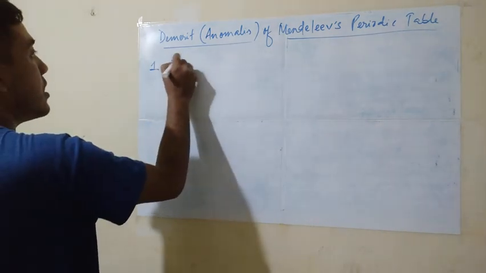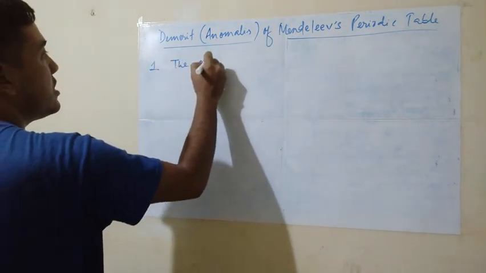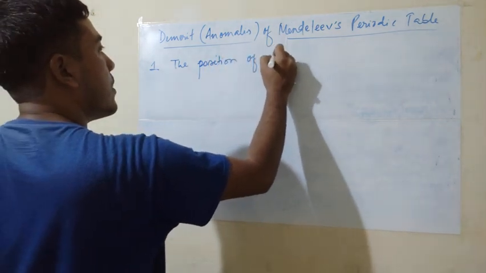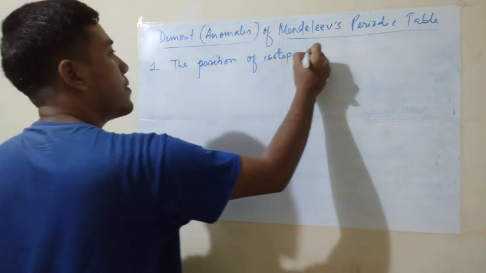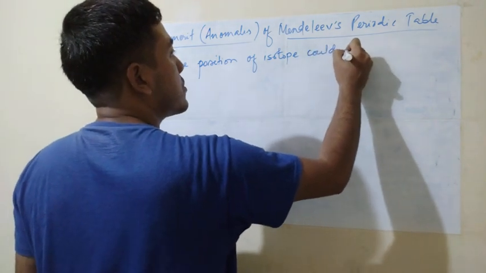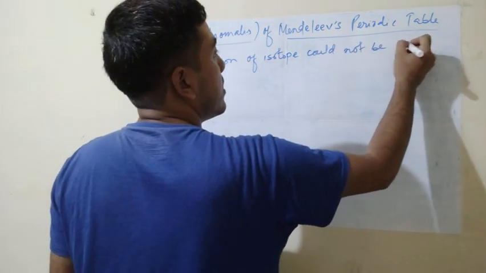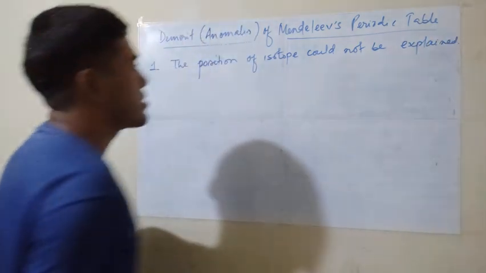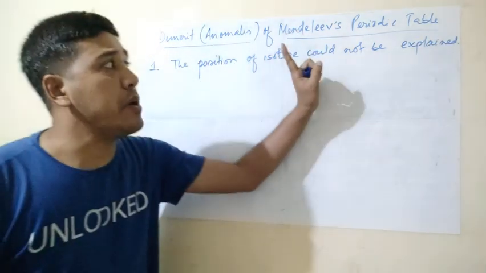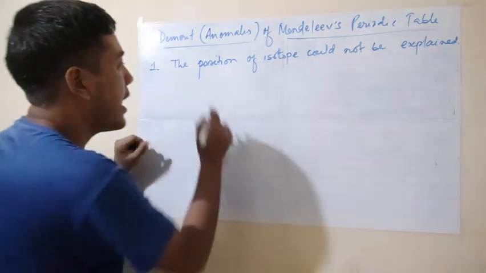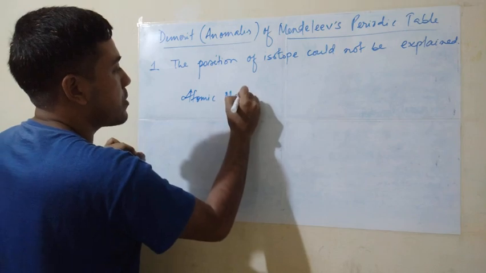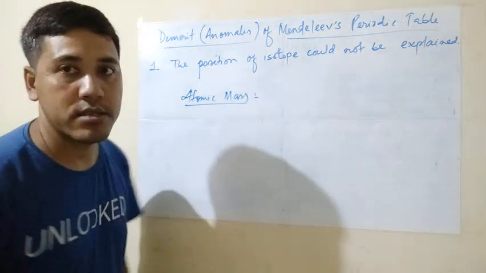The position of isotope could not be explained or assigned. Why? Because his periodic table is based on what? Atomic mass. His periodic table is based on the atomic mass, right?